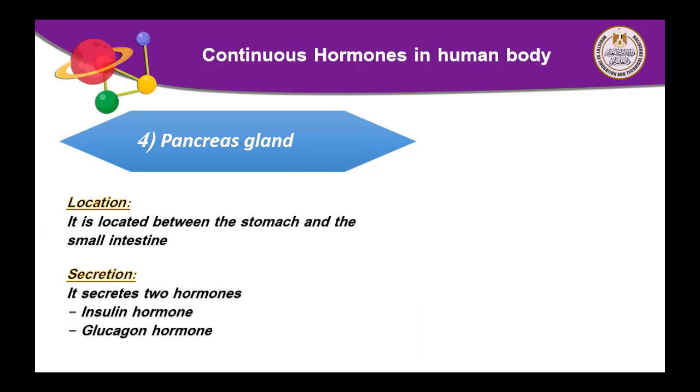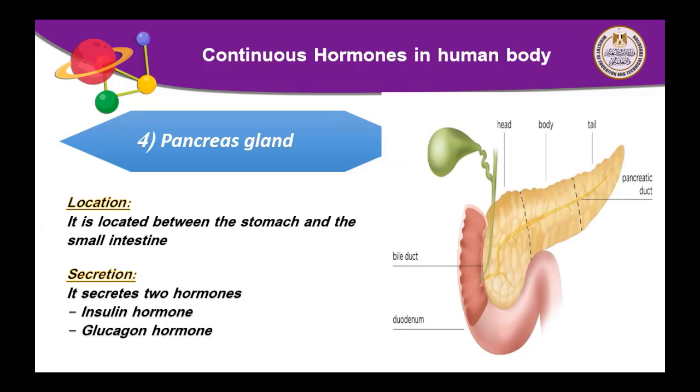Now we will talk about the fourth gland. In front of you is a picture of the fourth gland. What is the name of this gland? It's called the pancreas gland. The pancreas gland is very important in our body. Where is the pancreas gland? In front of you is a picture of the pancreas gland. It is located between the stomach and the small intestine.